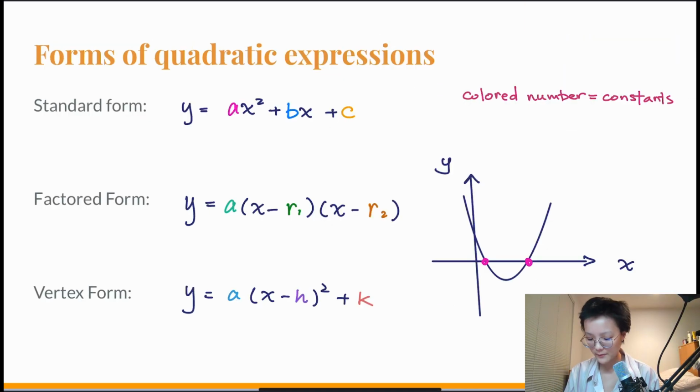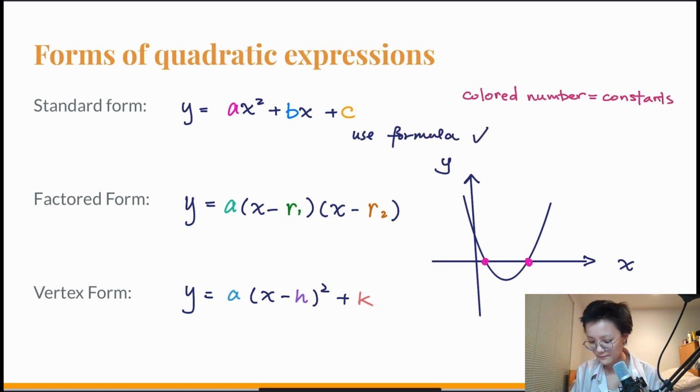And now we can look at how we express them algebraically. There are three forms of quadratic equation. The first one, standard form. This one is most useful when we want to use the formula. So if we want to use a formula that we'll introduce later, we have to use this one.